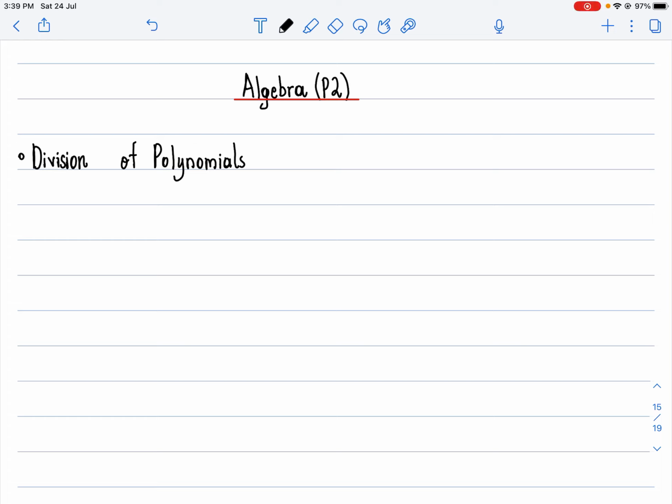Today we'll be learning the concept of division of polynomials, which is a subtopic in the chapter of Algebra P2. So basically, what is a polynomial? A polynomial is denoted by p of x. Some examples of polynomials are, let's say, 5x raised to 4 plus 6x cube plus 3x square, plus 2x plus 7. This is one example of a polynomial.